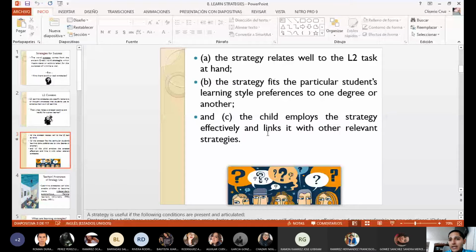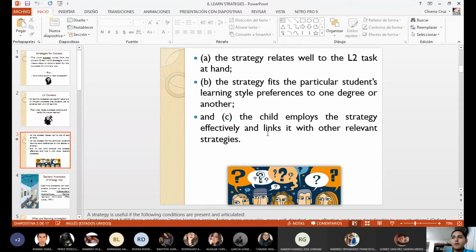First, the strategy needs to be related to the L2 task. Okay, so here the role of the teacher is very important because you are going to be the designers of tasks, activities, assignments, and homework. The strategy needs to be related to the L2. How can it be related to a learning goal? What target language goal?